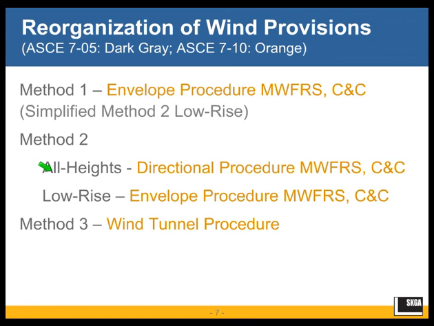The simplified design Method 1 of ASCE 7-05 is a simplified version of the low-rise analytical procedure. It has been from the beginning. Now, for purposes of reorganization in ASCE 7-10, the general analytical procedure is being called a directional procedure because in this method, the wind direction counts. Wind blowing from left to right will give you one pressure diagram. Wind blowing from right to left will give you a different diagram, and so forth.